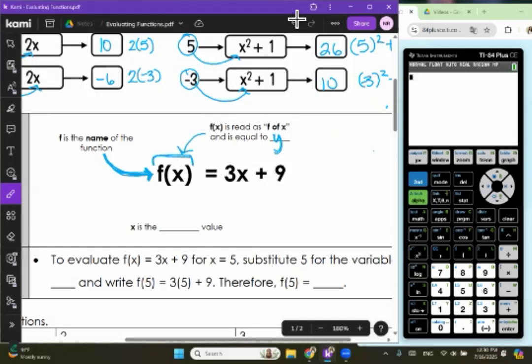Now, why would we use F of X instead of Y equals? The reason we do that is because you want to know specifically which function you want to plug the number into. So say I ask you for F of 4, you want to look for the equation that starts with F of X. If I ask you to plug in G of 1, you want to look for the equation that starts with G of X, okay? So X is the input. This is where you will find the number that you need to plug in, your input value.